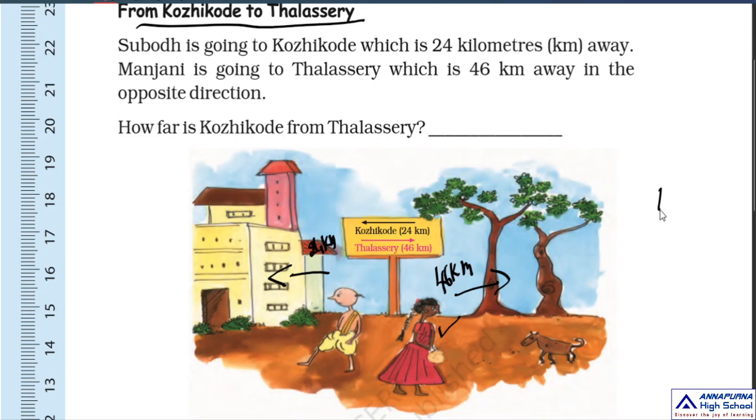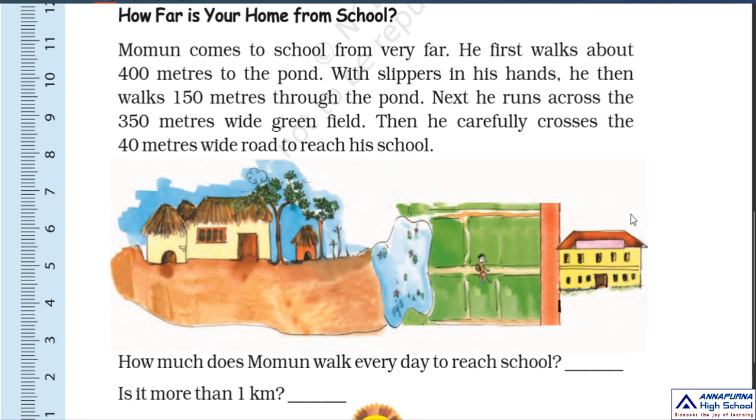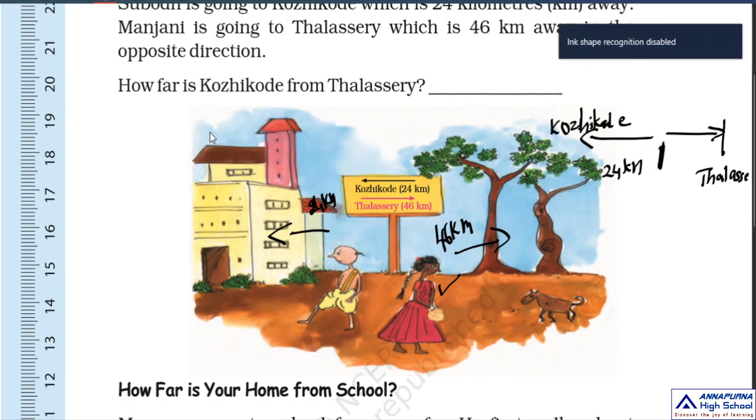These two people are standing here. Subodh is going in this direction, where he is going to Kozhikode, that is 24 kilometers away. And Manjani is going in this direction. Where is she going? Thalassery. So that is 46 kilometers away.